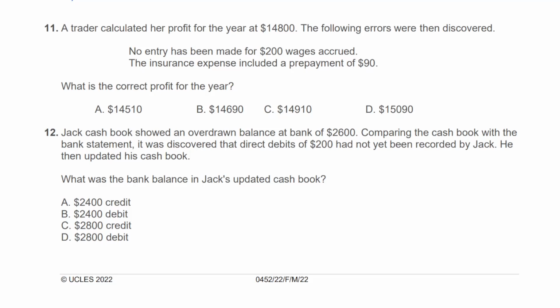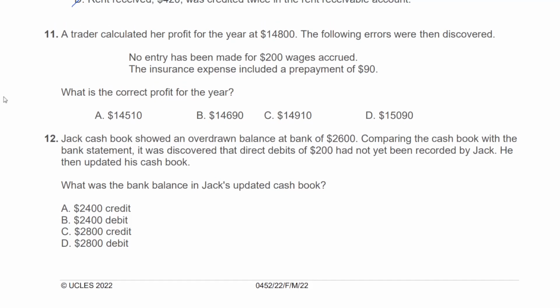Number 11. A trader calculated her profit for the year at 14,800. The following errors were then discovered. The profit at this point is 14,800. No entry has been made for $200 wages accrued. Now, when wages are accrued, they are not expensed for this period. They are expensed for the next period. And that will increase the profit because our expenses go down and profit goes up.